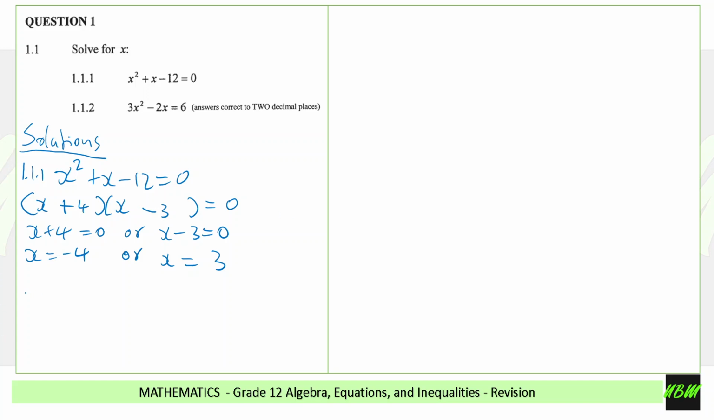Then coming to question 1.1.2, we have the quadratic equation 3x squared minus 2x is equal to 6. And here inside the brackets, we are told that answers must be correct to 2 decimal places. This tells us that we need to make use of the general quadratic formula to solve this quadratic equation, as we will not be able to find the factors. So first step, let's put the equation in standard form.